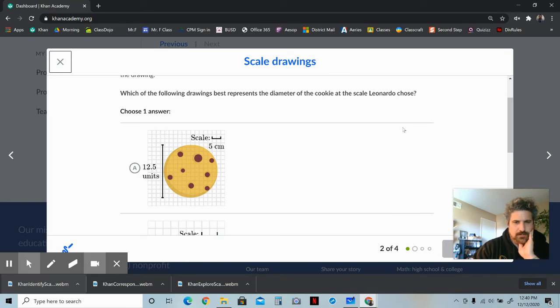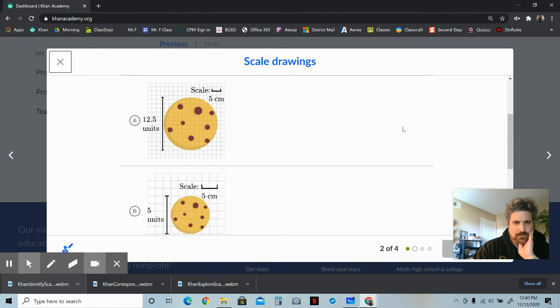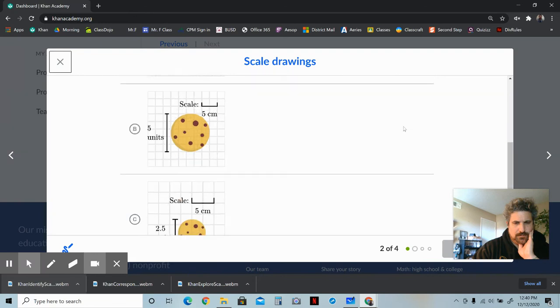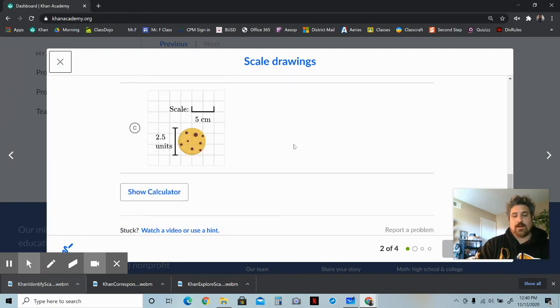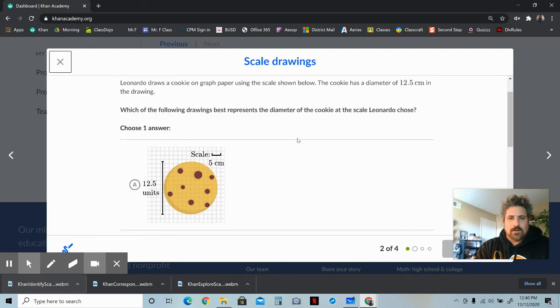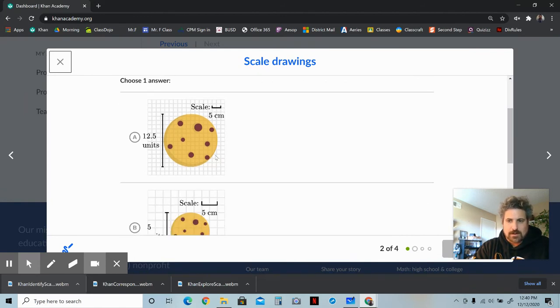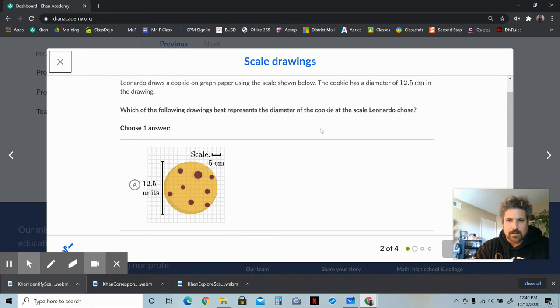This is a weird problem. Okay, I don't really know exactly what they're going for here. I'm going to try to talk you through it because it's a little bit awkward the way they're asking this. So there's no world here. They're not telling you what the real cookie's length is. They're just saying which drawing is such that the cookie has a diameter of 12.5 centimeters in the drawing.